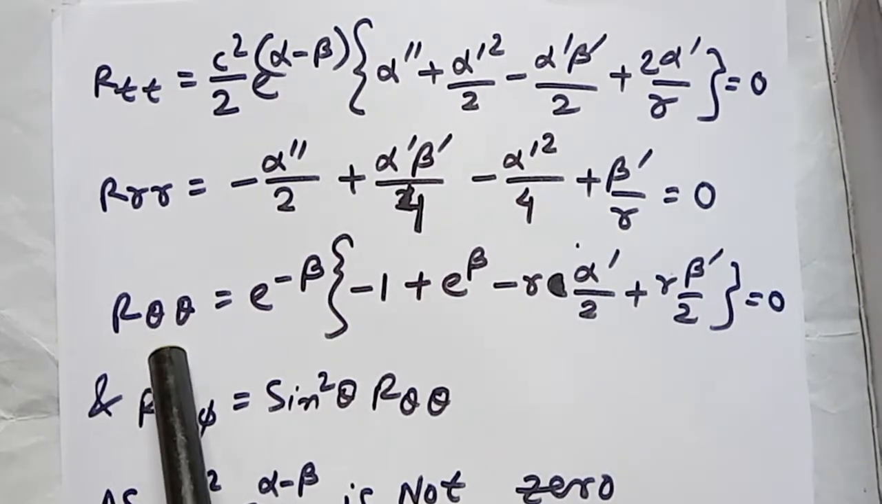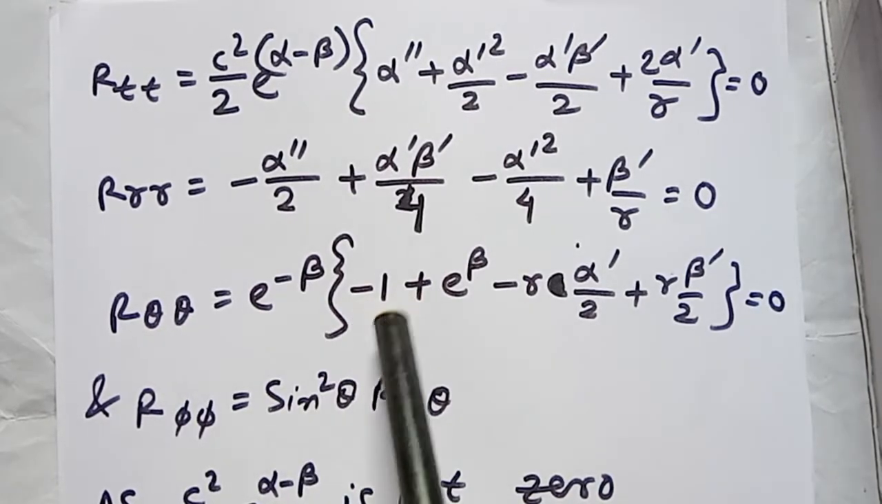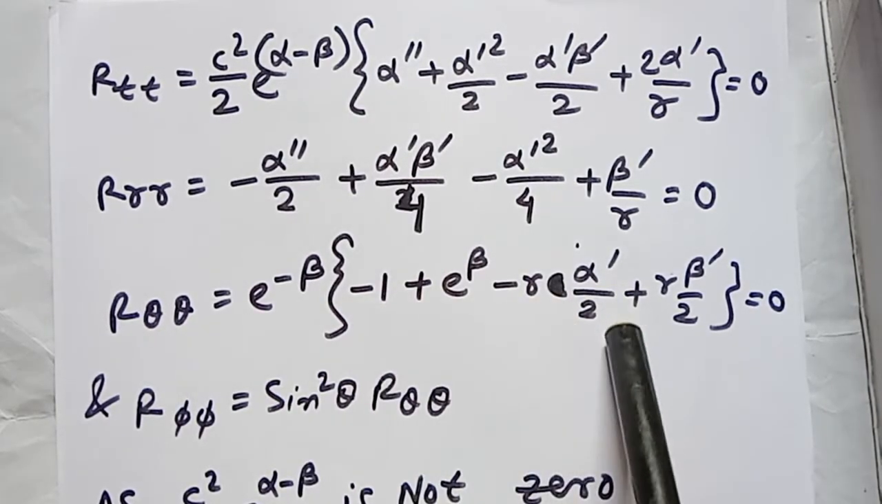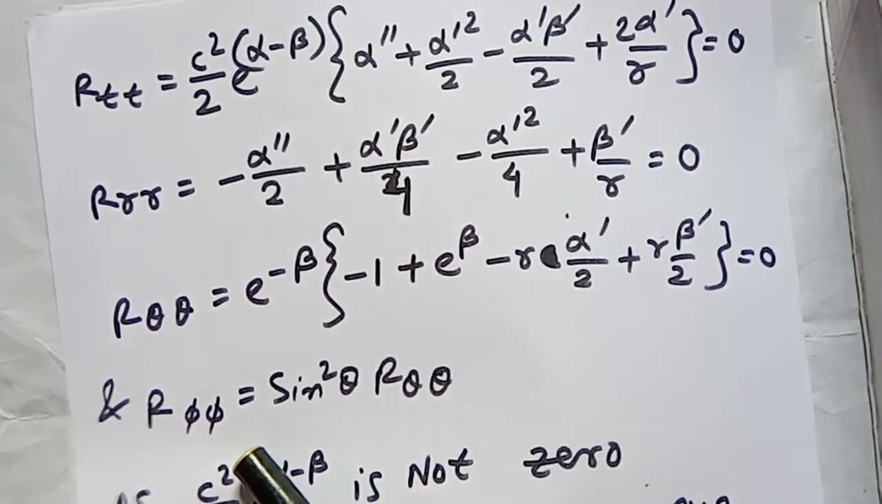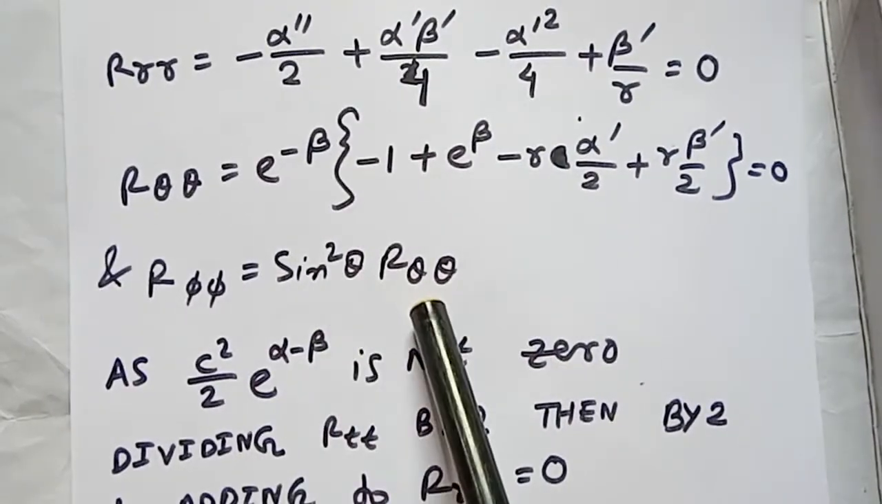Now R theta theta: e to the minus beta of minus r e to the beta minus r alpha prime divided by 2 plus r beta prime divided by 2 equal to 0. Now R phi phi we know is sin squared theta R theta theta.